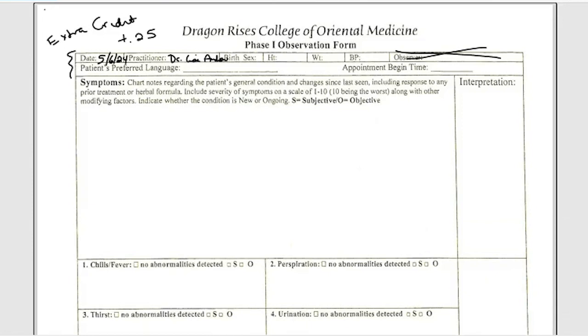Sorry, limited space there. For our patient, we're going to put the patient's birth sex for extra credit. If we don't have access to this information, the height, weight, and if the practitioner doesn't take the blood pressure, to get credit, you want to write NA. Appointment begin time, let's say it's 11 o'clock a.m. And patient's preferred language, we'll say English.